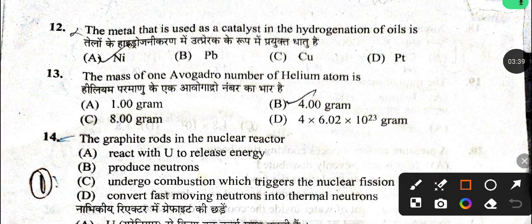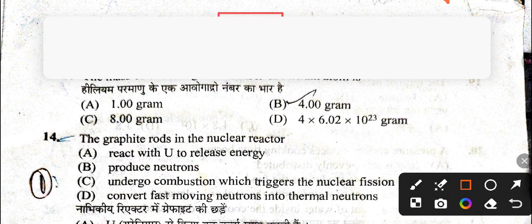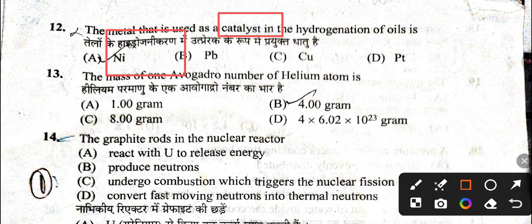The metal that is used as a catalyst in the hydrogenation of oils. What are catalysts? The substance which speed up the reaction is called catalyst. So in the hydrogenation of oil का मतलब it is a process which is used to convert unsaturated hydrocarbons into saturated. तो oil को घी में convert करने का एक process होता है, that is called hydrogenation and it is nickel that is used in this process. So option number A is right answer.